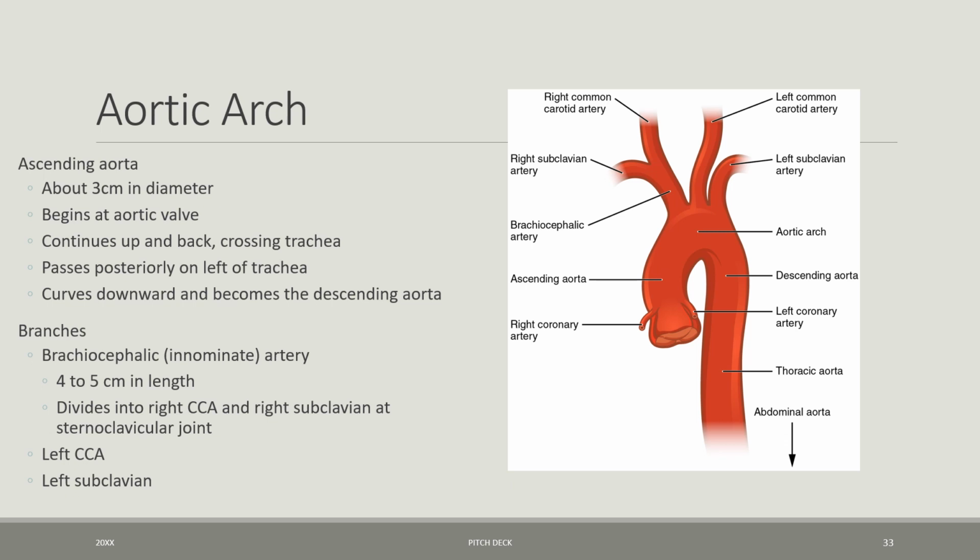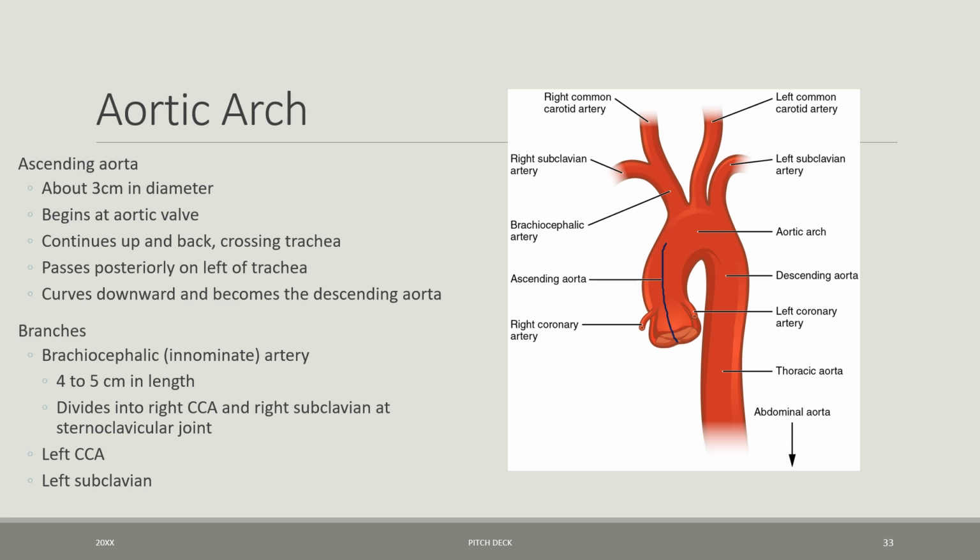That brings us to our aortic arch. So we already talked about our heart. We talked about our aorta a little bit. The ascending aorta is this component moving up. Ascending is moving up. So this is our ascending aorta. Its largest area is right here coming off the heart. It's about 3 centimeters in diameter.